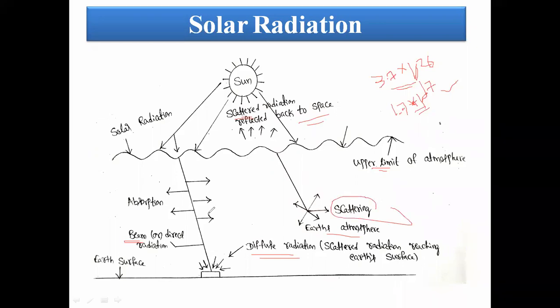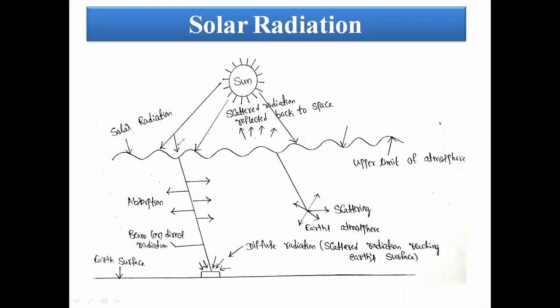In direct radiation, without being absorbed by any particle, it reaches the Earth's surface directly, or reaches the ground directly. The other name for direct radiation is beam. Absorption here means absorption by liquid or gaseous particles, such as ozone, carbon dioxide, or nitrous oxide. Some amount of the energy is absorbed, and the remainder reaches the surface. That is diffuse radiation.